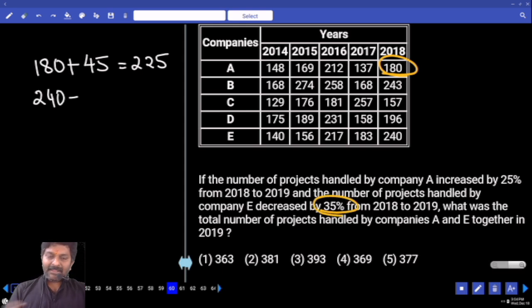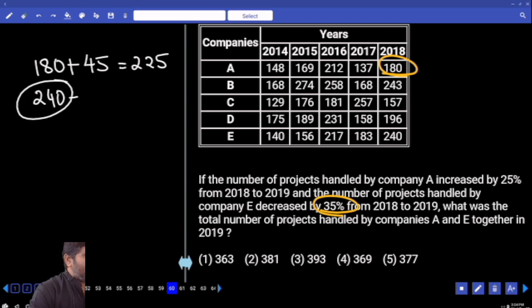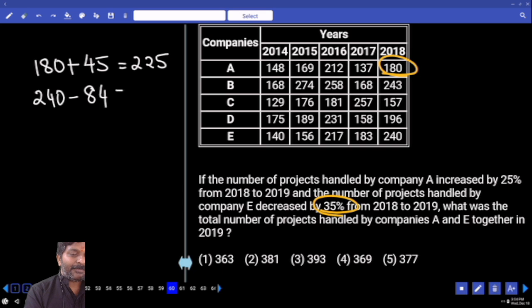E already we have 240 and that is decreasing now. Decreases by 35%. Can I take 35% as 25% plus 10%? 25% is 1/4, which is 60. 10% is 24. 60, 24. Decreases by, 0 minus 4 ends with, the sum ends with only one option.